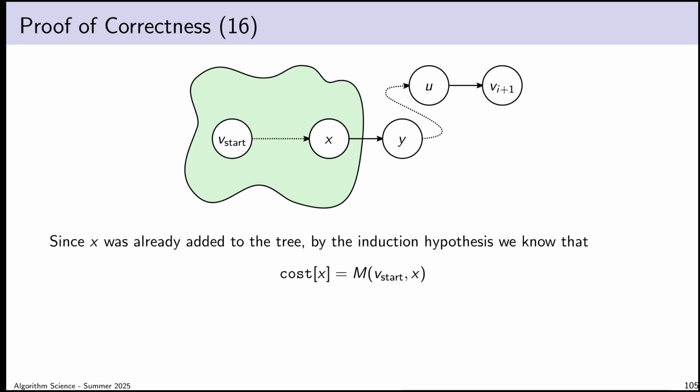Okay, also, we know that x is in the tree. We also know that if it's in the tree, it must have been added to the tree already at some earlier iteration. And by the induction hypothesis, that tells us that the cost of travel to x in the cost array is the true minimum cost of travel to x. Okay, so keep that in mind.